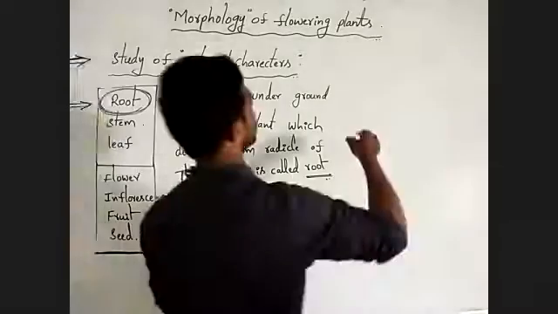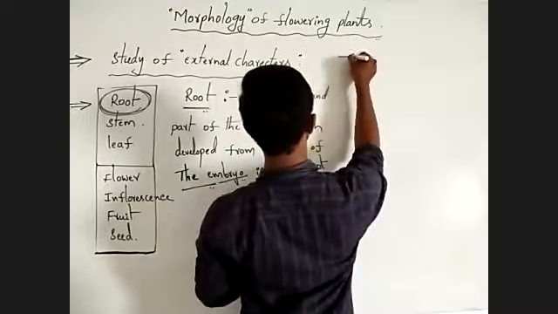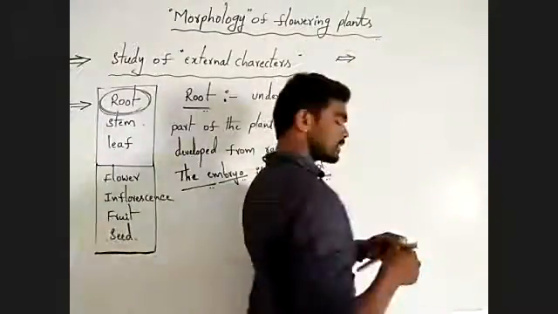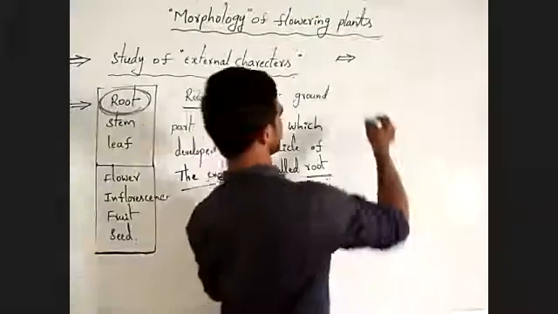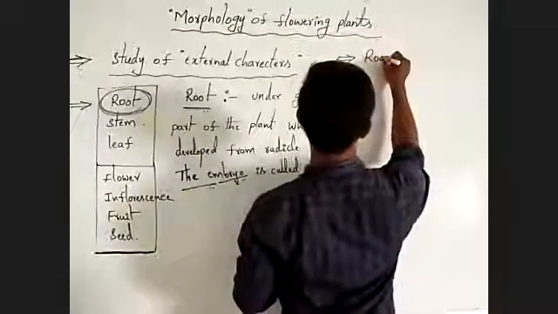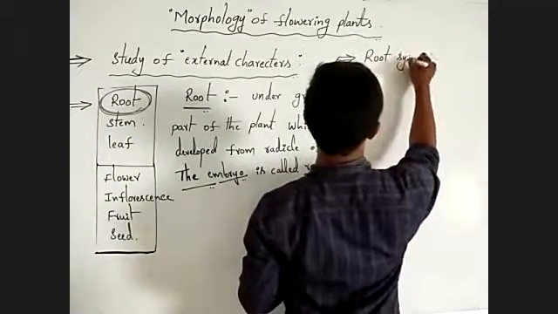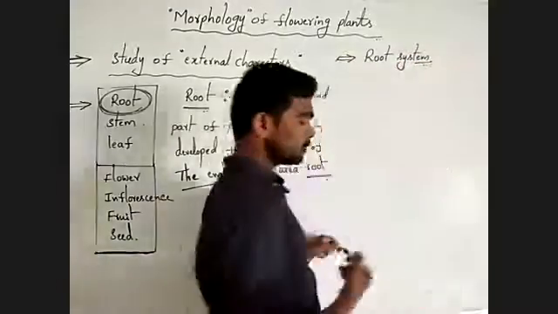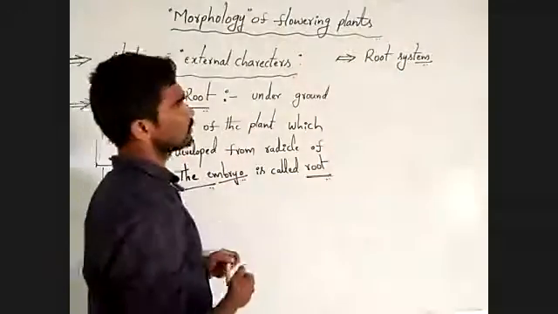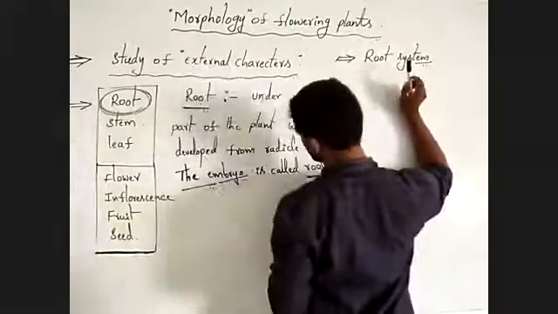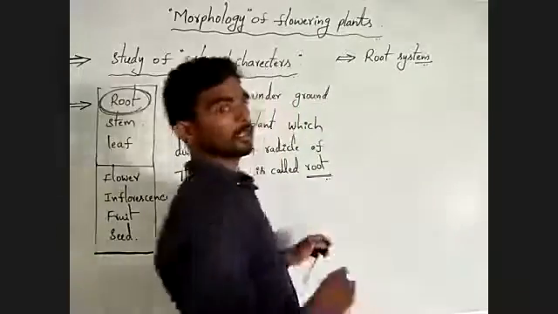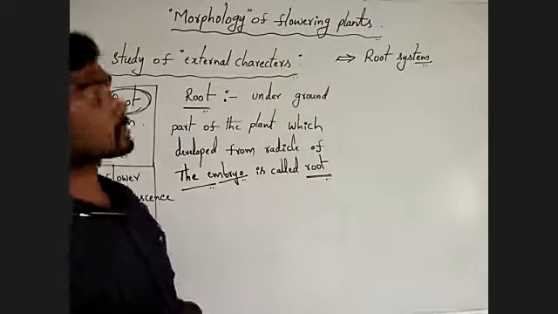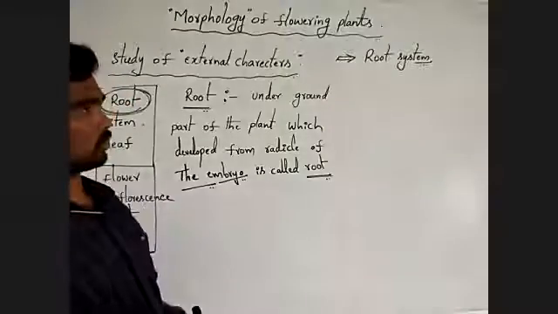Next, all roots collectively form a system, that is the root system. Root means only one root. Root system includes a number of roots.